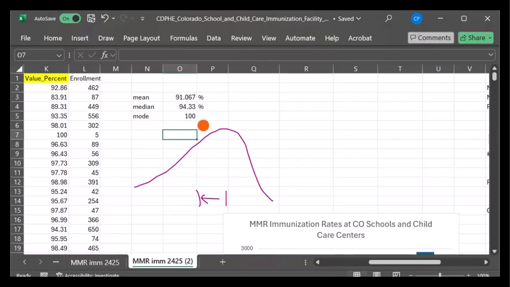The mode is 100, which actually makes a lot of sense because there are a number of schools where all of the students are vaccinated. For example, this one here, the percentage vaccinated is 100, and there's only 5 students in the school. So it's fairly easy to get 100% vaccination with such a small number of people. So this mode, this is the most common value out of this data set, 100.